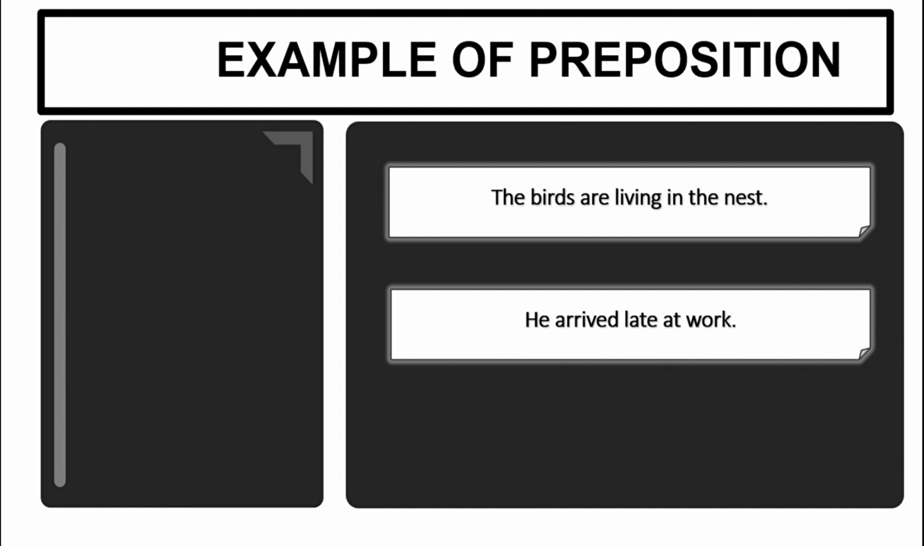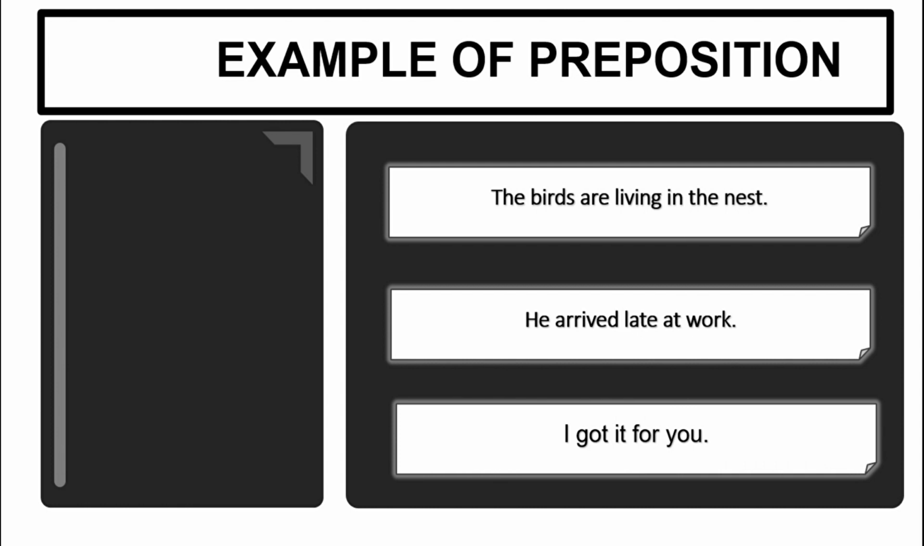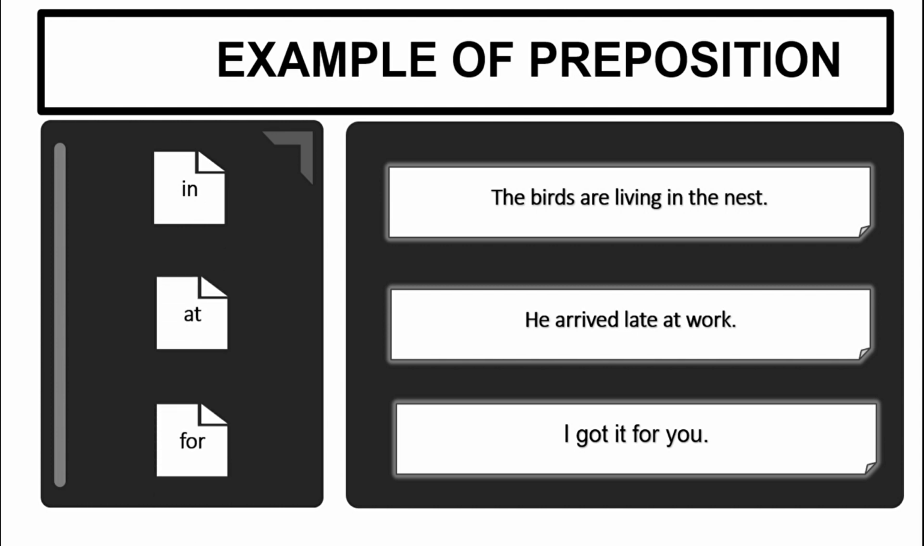Here, right, related work. Work here functions as a noun and at is the preposition used before the noun. So at is the preposition of place. I got it for you. For you: you is a pronoun and the preposition used here just before the pronoun is for. So the prepositions here are in, at, and for. In general, when a word shows a relation between two things, like birds and nest here, or a person and their work, or when you do something for someone, and you try to relate them with such words, then we term such words as prepositions.